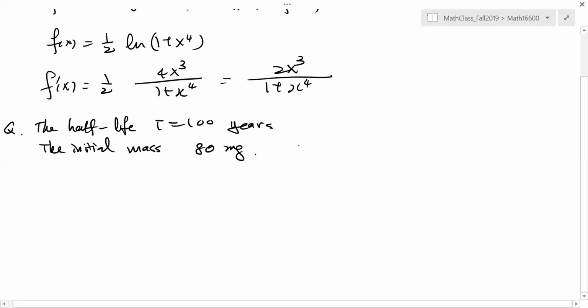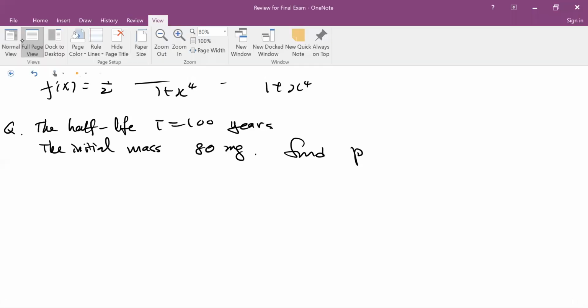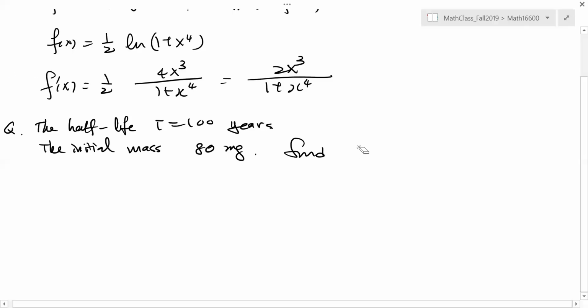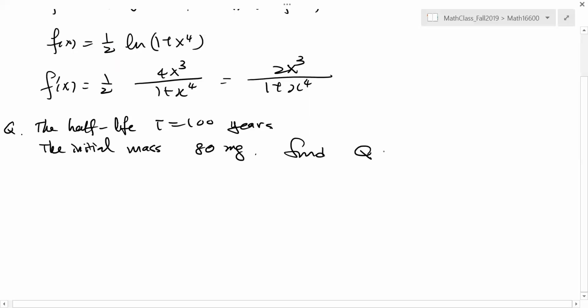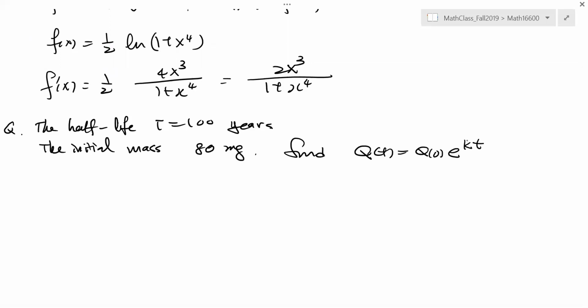You have to find the general formula. We want to find the quantity. I'm going to use Q, you can use P or Q, it doesn't matter. Q is the initial quantity times e to the kt. The initial quantity is given, but we don't know k. We have to find k essentially.